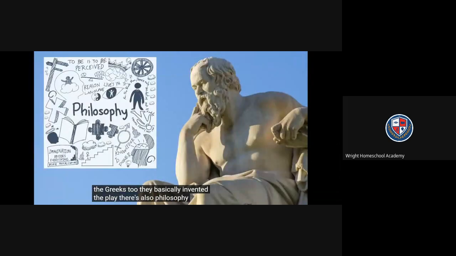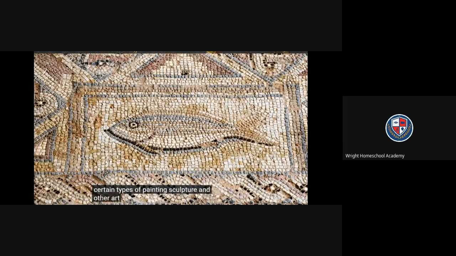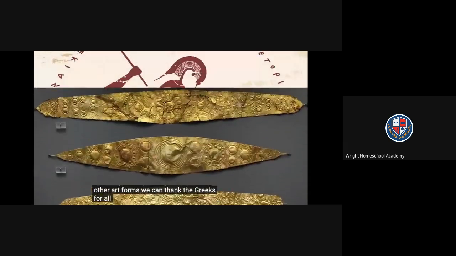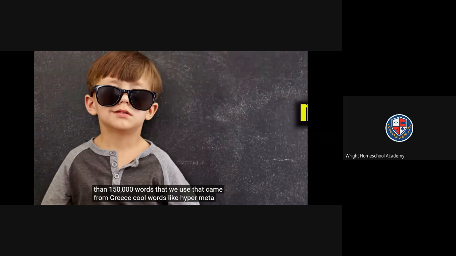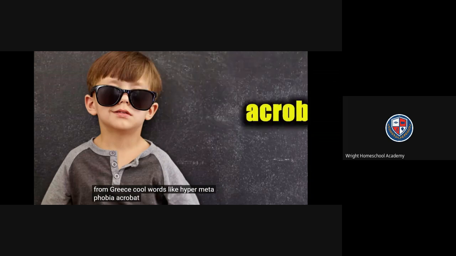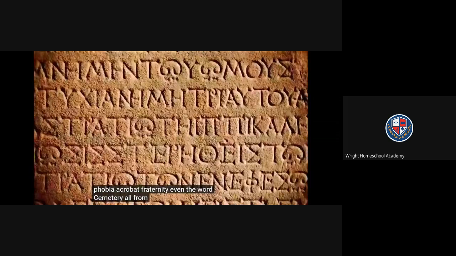There's also philosophy, the Olympic Games, lots of great literature, certain types of painting, sculpture, and other art forms. We can thank the Greeks for all of it. A lot of the words that we use in our English language came from the ancient Greeks as well. There are actually more than 150,000 words that we use that came from Greece. Cool words like hyper, meta, phobia, acrobat, fraternity, even the word cemetery, all from the Greeks.